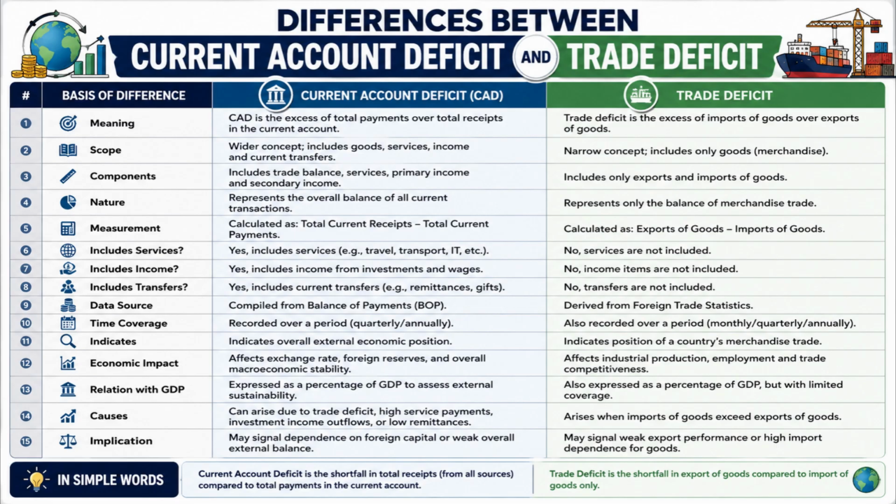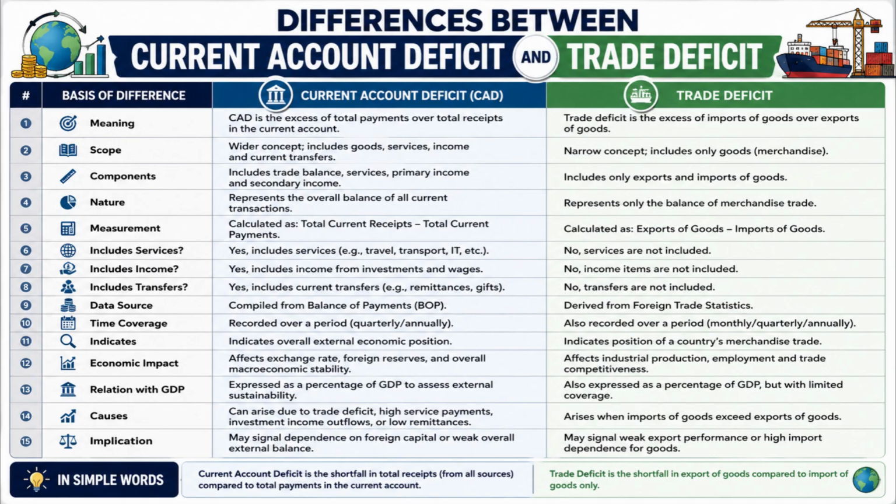Number 4. Current account deficit represents the overall balance of current international transactions, whereas trade deficit represents only the balance of merchandise trade. Number 5. Current account deficit is calculated by comparing total current receipts with total current payments, whereas trade deficit is calculated by comparing exports of goods with imports of goods.